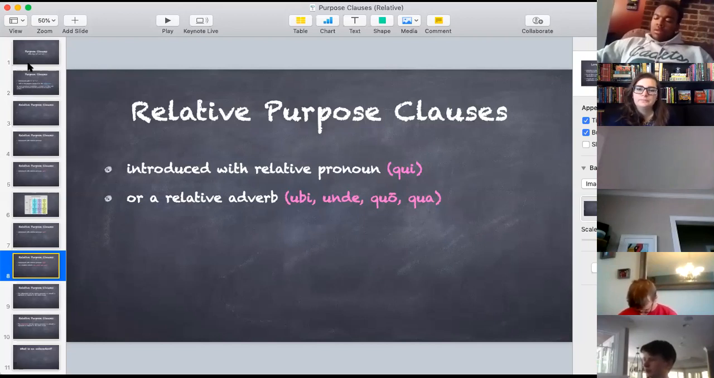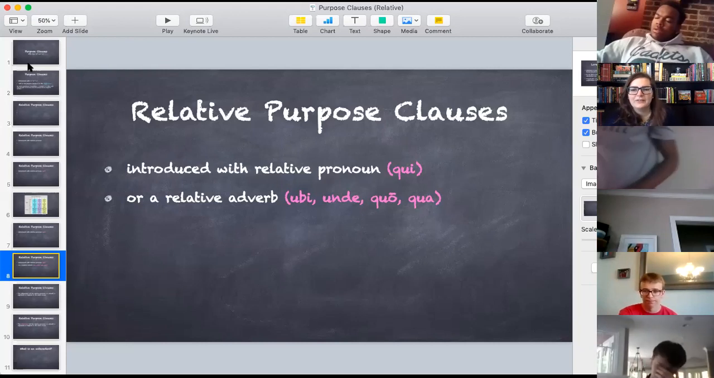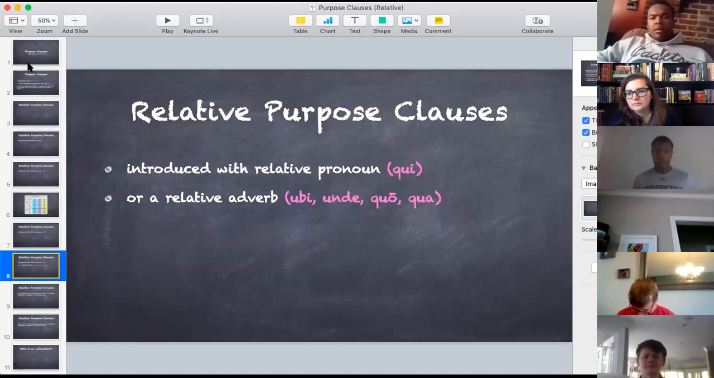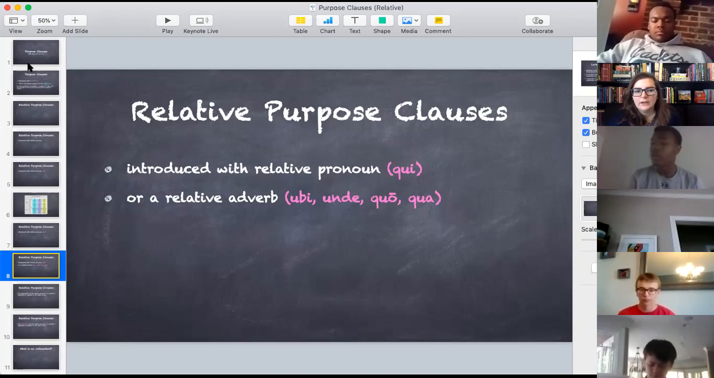What does ubi mean? Where, isn't it? Or when? When? And what does unde mean? Under? Looks like under, but I don't think that's what it is. What does de mean? From? Oh, from, so it means from where, and then quo and qua mean which? Yeah, from which, and from which still, somewhere. All right.